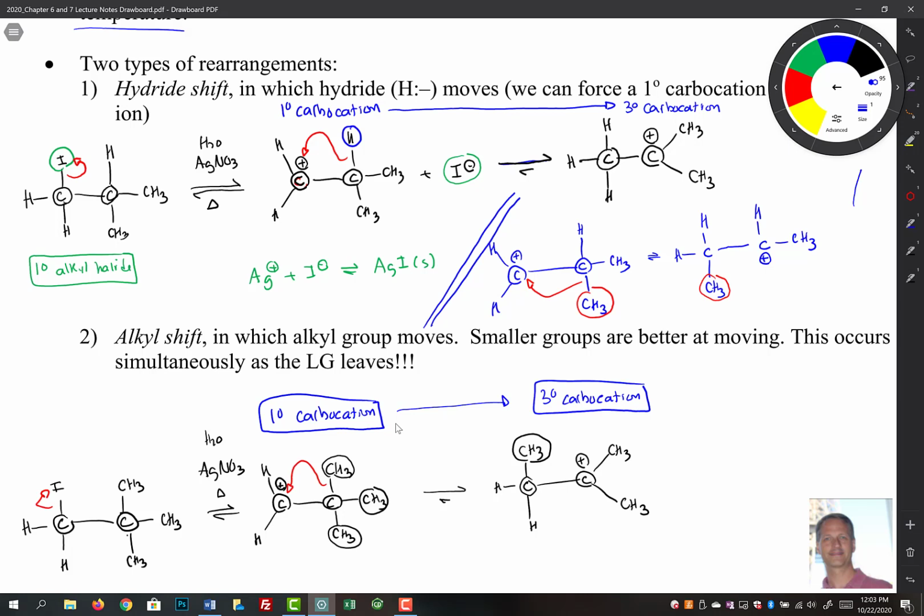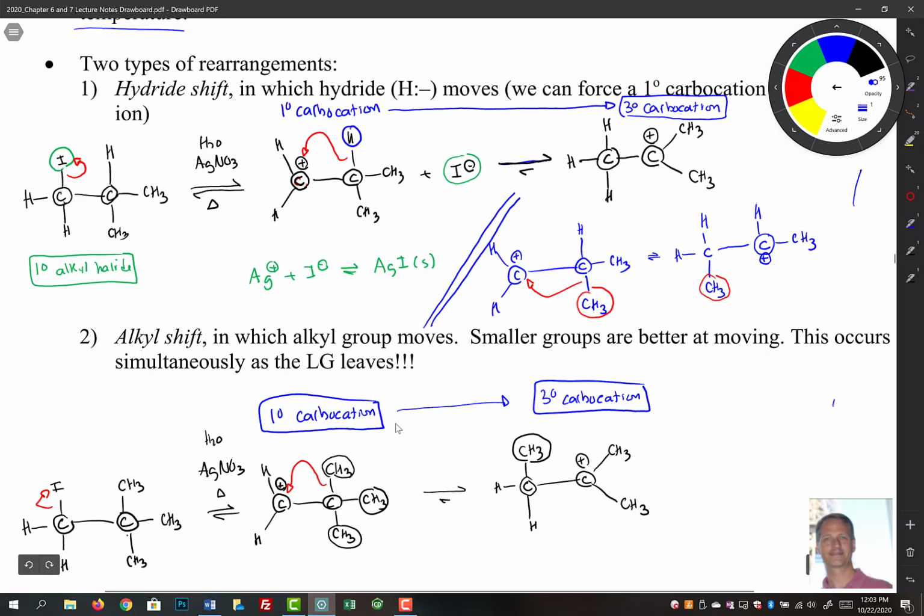So if there's an H that's neighboring, that's the one that we typically move over before we start pulling over any alkyl groups. Again, because you're going from a primary here to a secondary. That's favorable, but not as favorable as going to a tertiary carbocation like this.